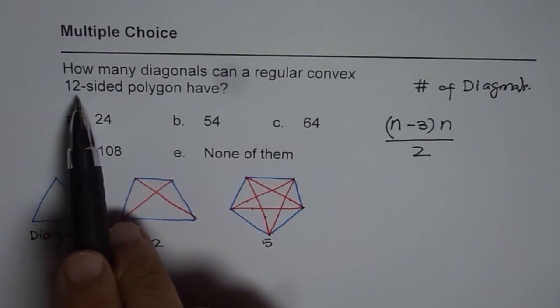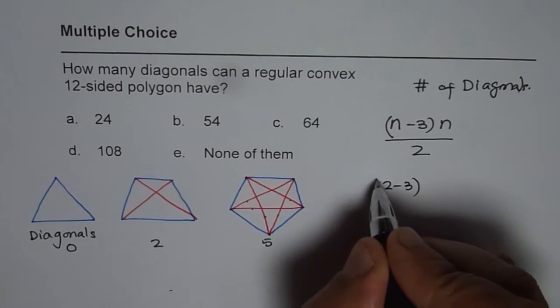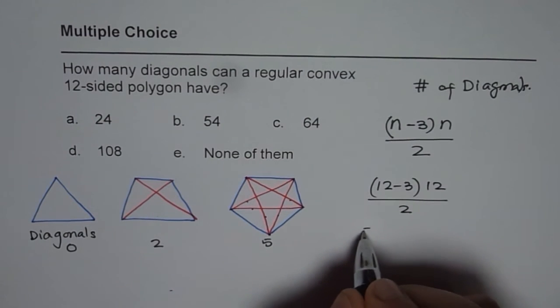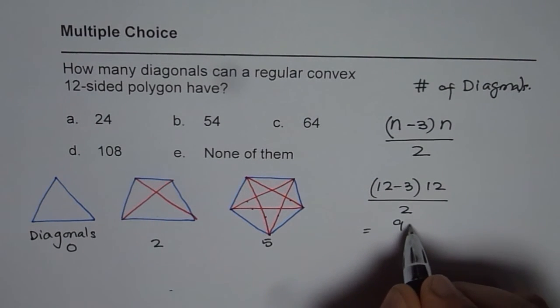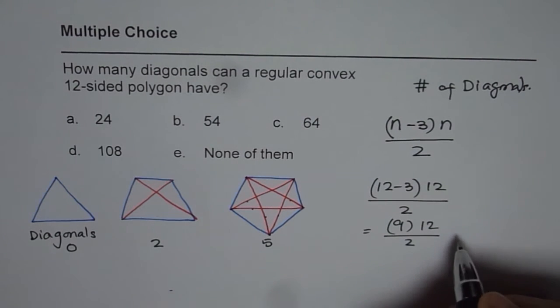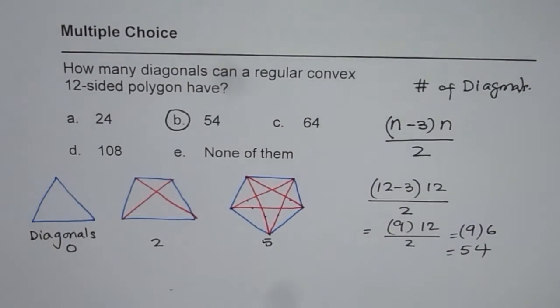So let's apply this formula for the 12-sided figure. In that case, it is (12 minus 3) times 12, divided by 2. So that gives us 12 minus 3 is 9, times 12 divided by 2. So that is 9 times 6, which gives us 54. So B is the right option, right?